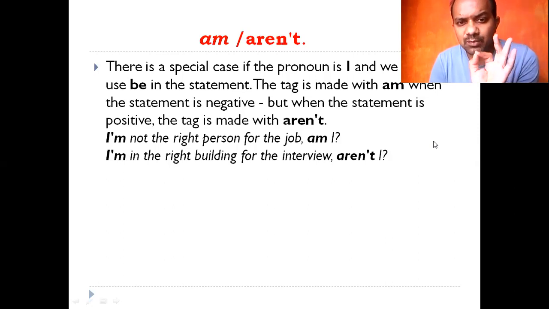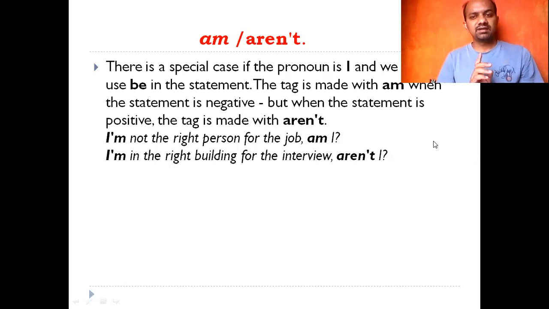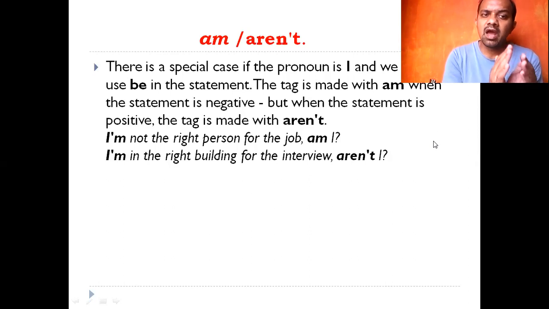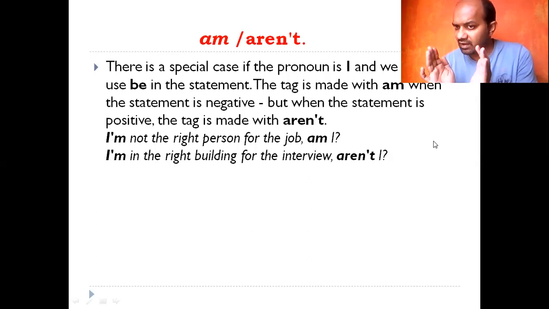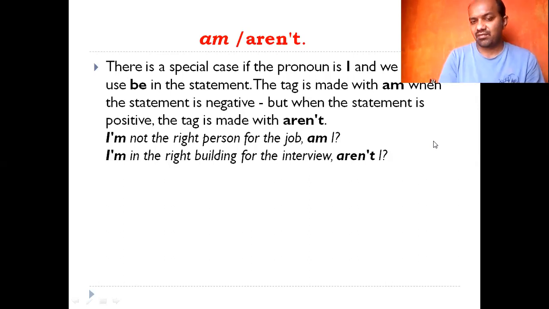I am not the right person for the job. A negative statement. So the question tag is am I. I am in the right building for the interview. Aren't I? So in case of a positive statement, we use aren't with the pronoun I.